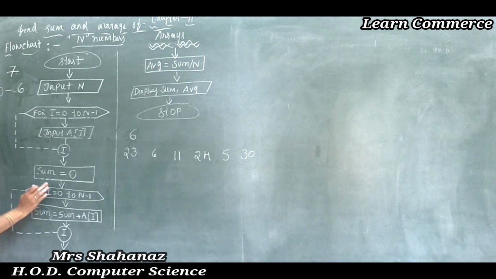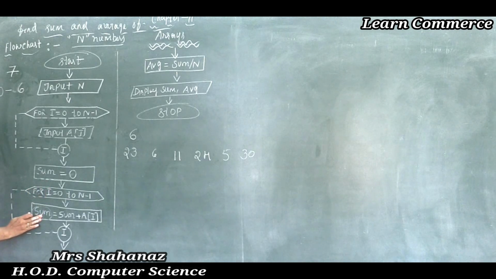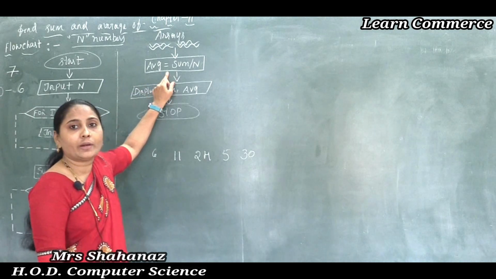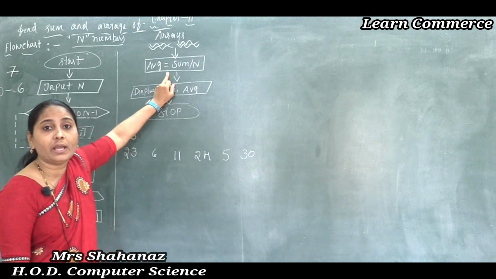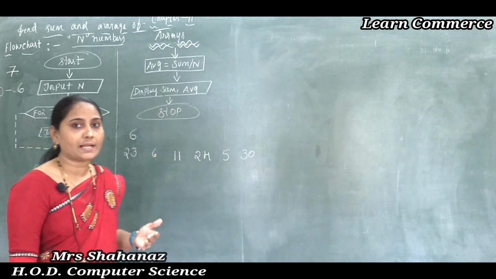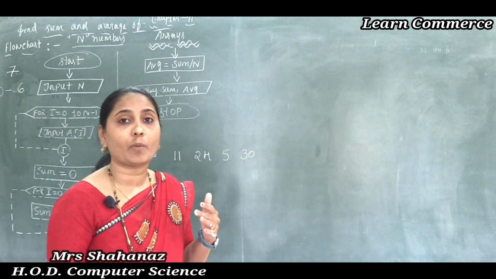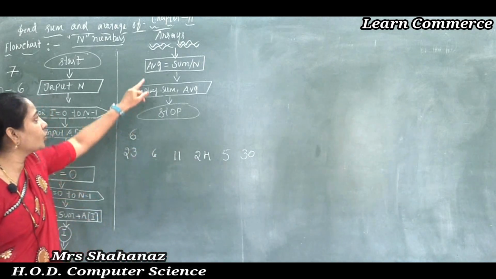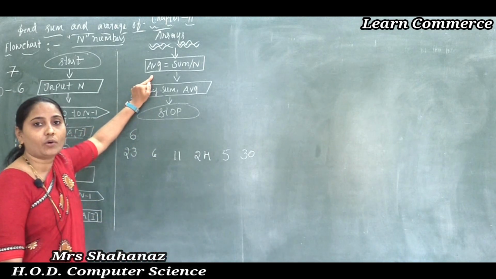So clear this one, and later after completing the sum calculation, by using the sum value we are going to make the calculation of the average. Okay? So for the average, by using the process symbol, as we know that when you are going to make the sum calculation, then the process symbol is used. So this is called the calculation of the average.